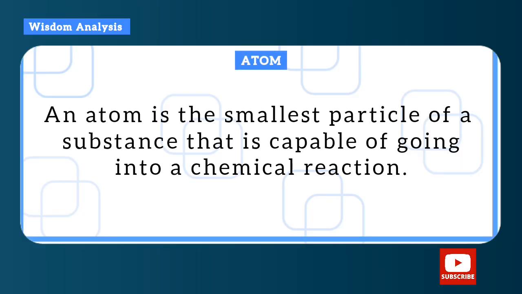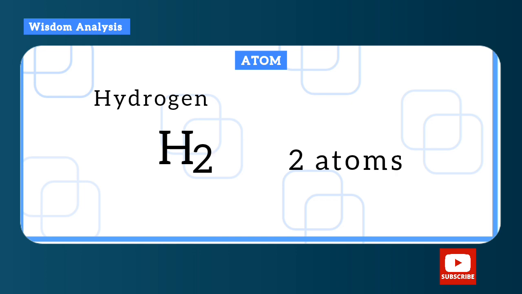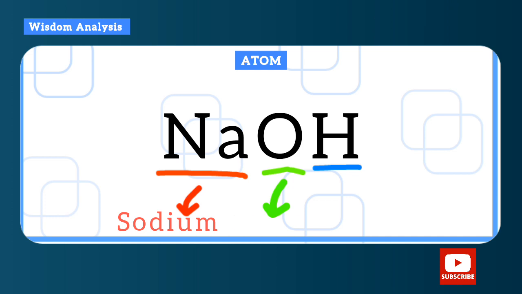Okay, so what is an atom? An atom is the smallest particle of a substance that is capable of going into a chemical reaction. Okay, so you see hydrogen. So just writing the alphabet H represents one atom, adding 2, there's 2 atoms, and this is 3 atoms, and so on and so forth. So in a compound like this, there is sodium hydroxide. You can see that one atom of each element is at least what can go into a chemical reaction.